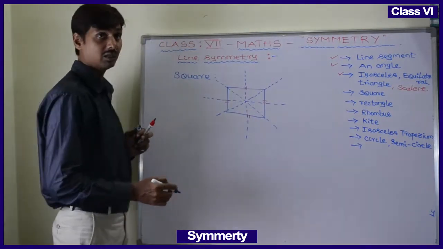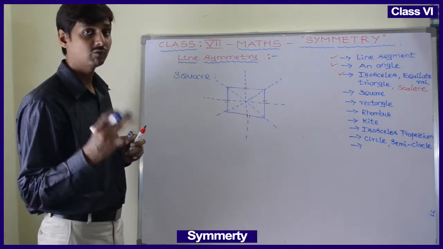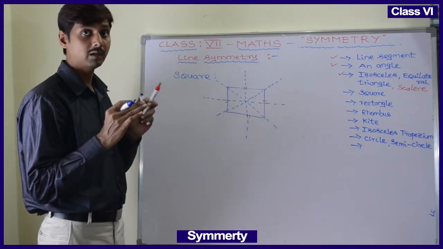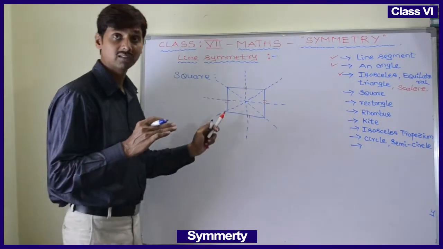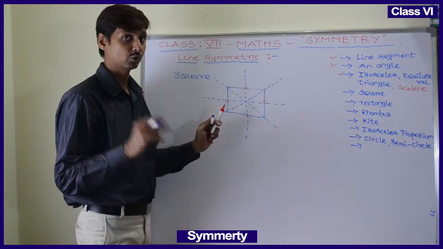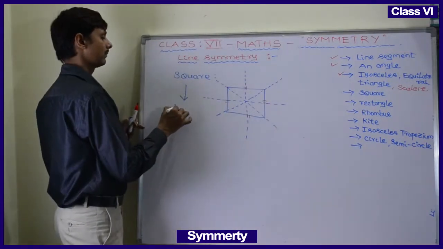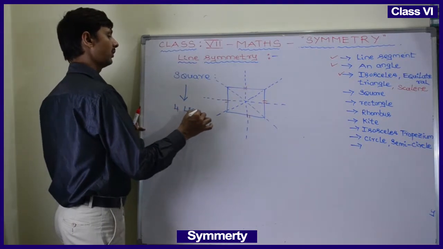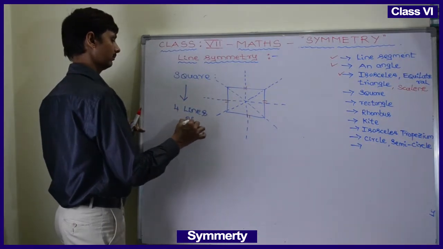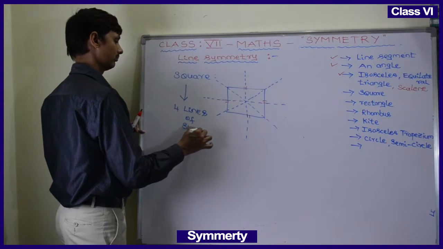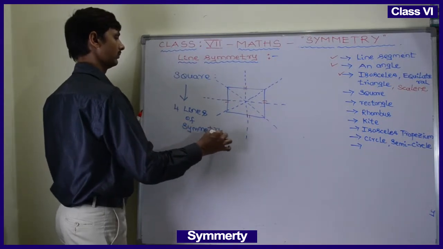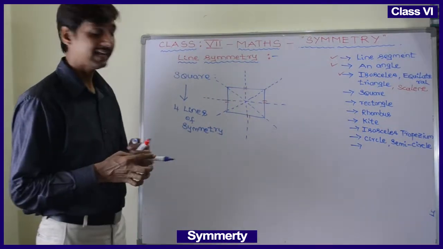So here we observe that four lines we have drawn on the square that divide the square into two equal parts. So there are four lines of symmetry for a square. Let's take the rectangle now.